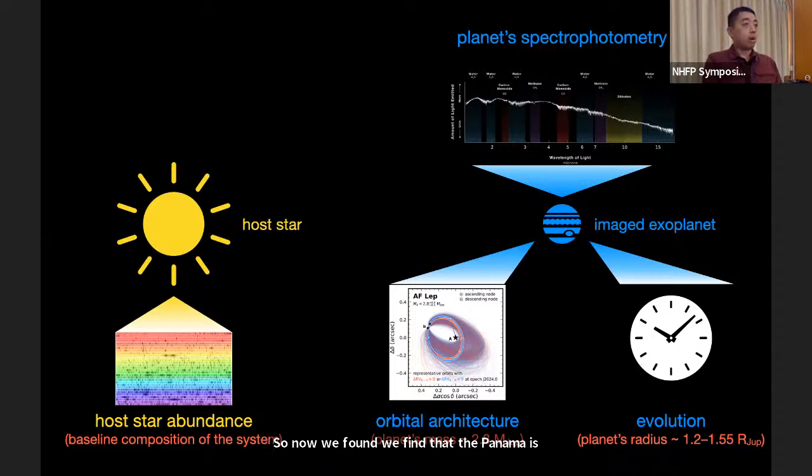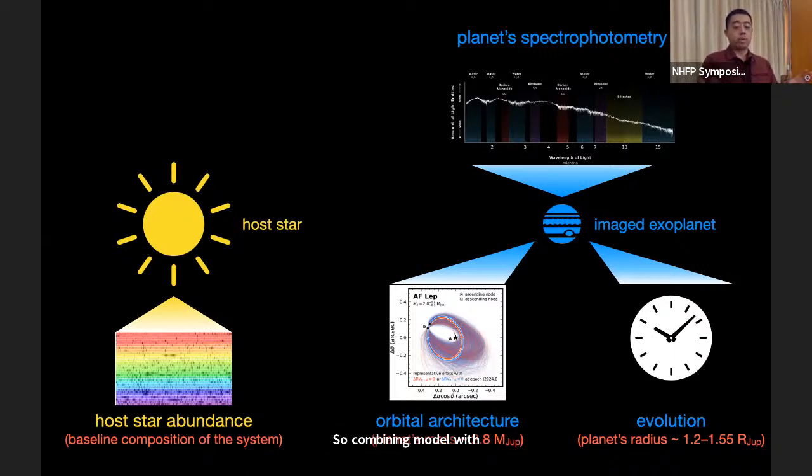In addition to the orbit, we also use the evolution models. Evolution models basically contextualize the planet's properties, given that the planet has a mass and the system has a known age. Given this age and mass, what do we expect to see? For example, what kind of radius should the planet have? Combining multiple different evolution models, we found the planet radius should be within a range between 1.2 and 1.55. Later in our retrieval analysis, we have been incorporating the mass ranges and radius ranges as priors to inform our spectral analysis.